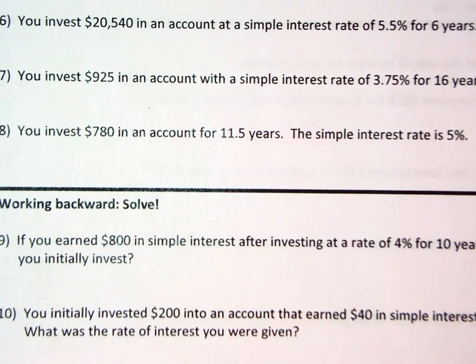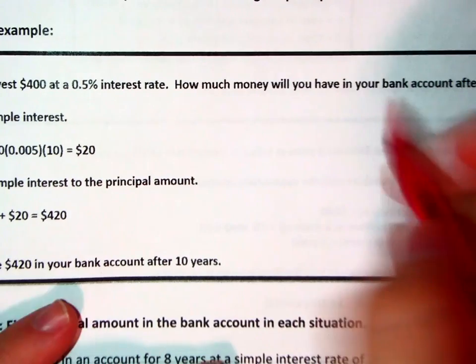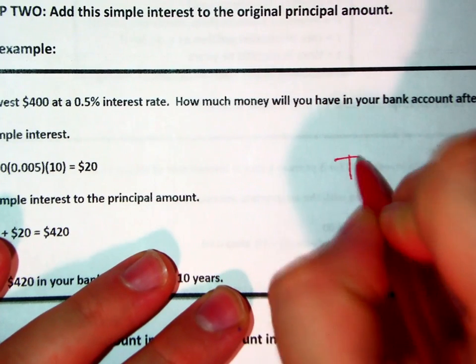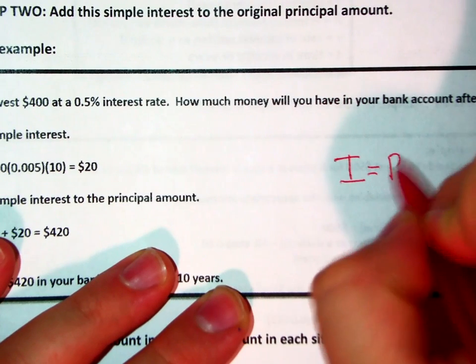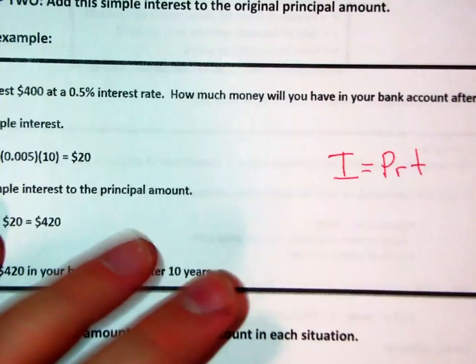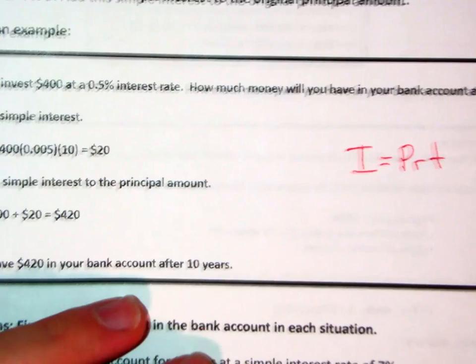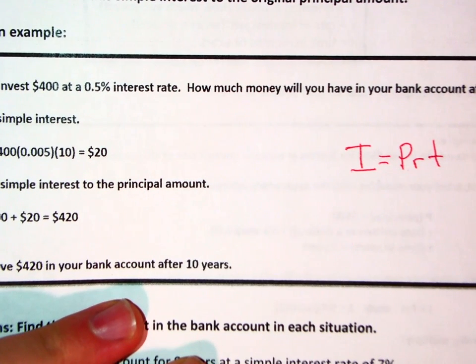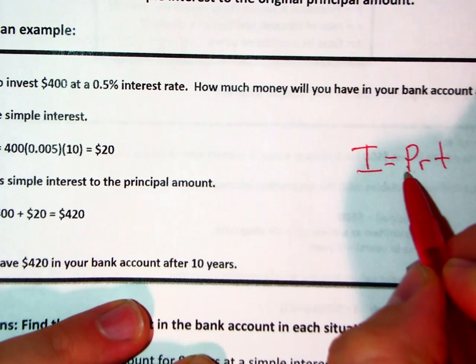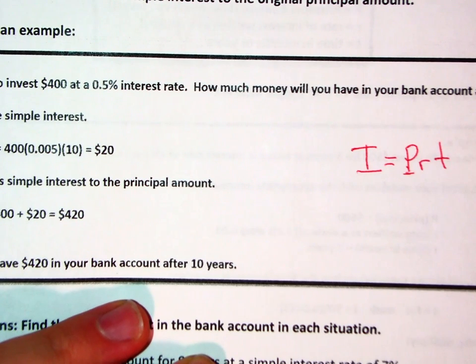I did hear a couple of you asking questions on problems like number 9. And it asked, how much did you initially invest? Well, I want us to look at the equation that we were working with. I equals PRT. And we know that P, R, and T are all being multiplied together. So if our question is asking us for how much was initially invested, we're looking for that initial principal amount.